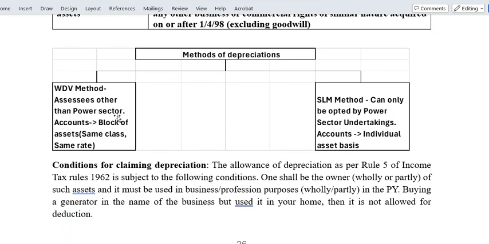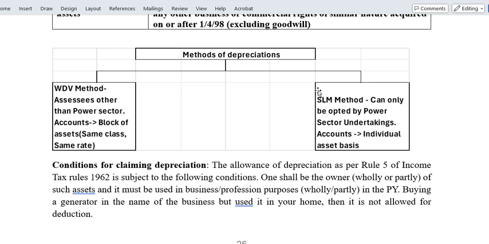Now depreciation can be calculated by the WDV method and the SLM method. In depreciation calculation under income tax, the SLM method is allowed only to power sector undertakings.